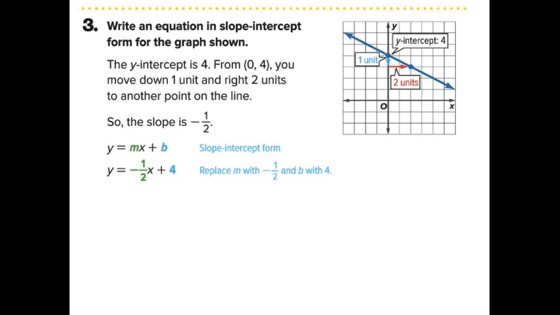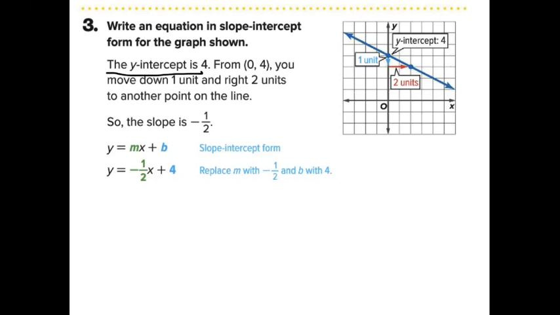All right, let's take a look at number 3. Write an equation in slope-intercept form for the graph shown. The y-intercept is 4. Okay, so let's take a look at our y-intercept right here. Remember, the y-intercept is where your line crosses the y-axis. Okay, the y-intercept is 4. From 0, 4, you move down 1 unit, right 2 units.